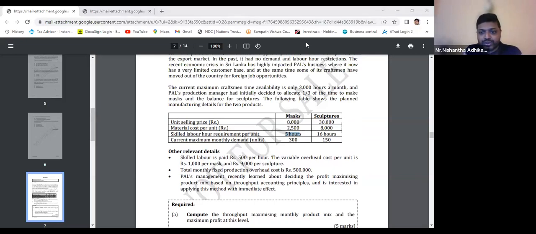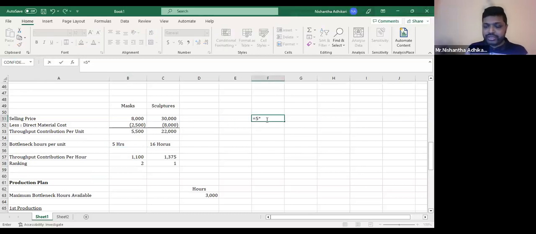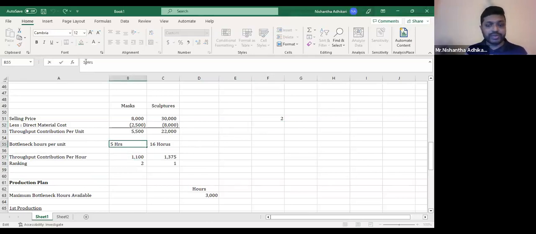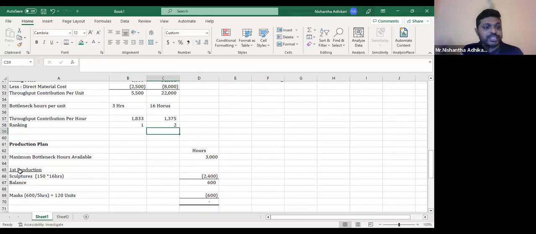Now, same computation you can take. Now look at this one. Instead of 5 hours, if it becomes 3 hours, because currently 5 hours, 40% saving means 2 hours will be reduced. That means actual hours will be 3 hours. If it is 3 hours instead of 5, what is the throughput accounting ratio? Contribution per hour will be 1,833. Then the ranking will change. Now first production is not the sculptures. Now it becomes mask, right?